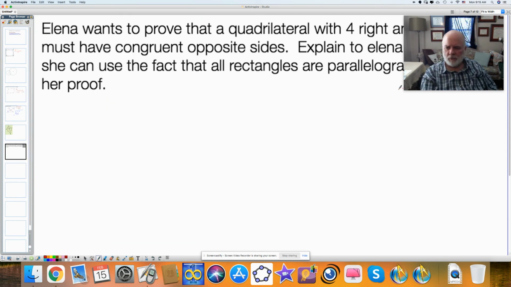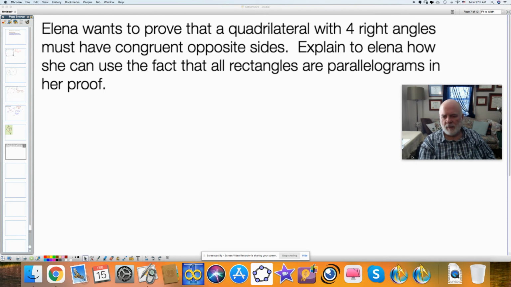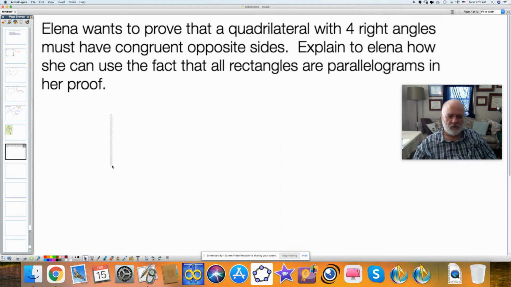Elena wants to prove that a figure with 4 right angles must have congruent opposite sides. Show how she can use the fact that rectangles are parallelograms in her proof. So I'm just going to walk you through this. If we are given a quadrilateral with 4 right angles, here we have it, 4 right angles.